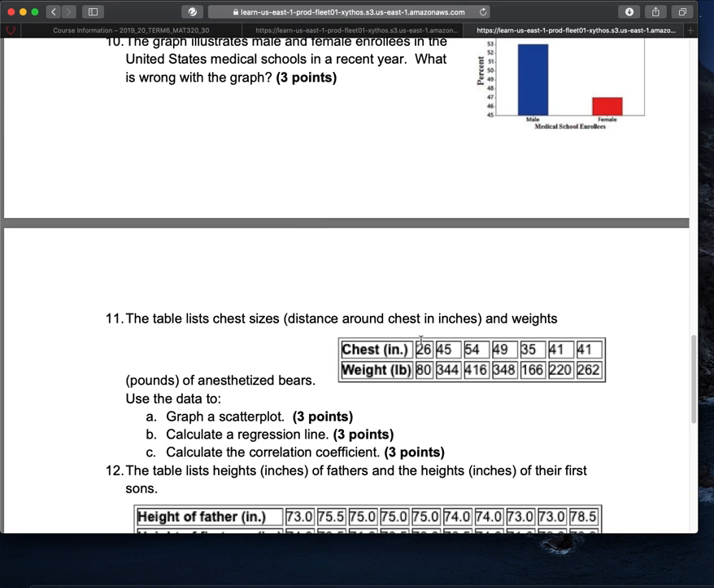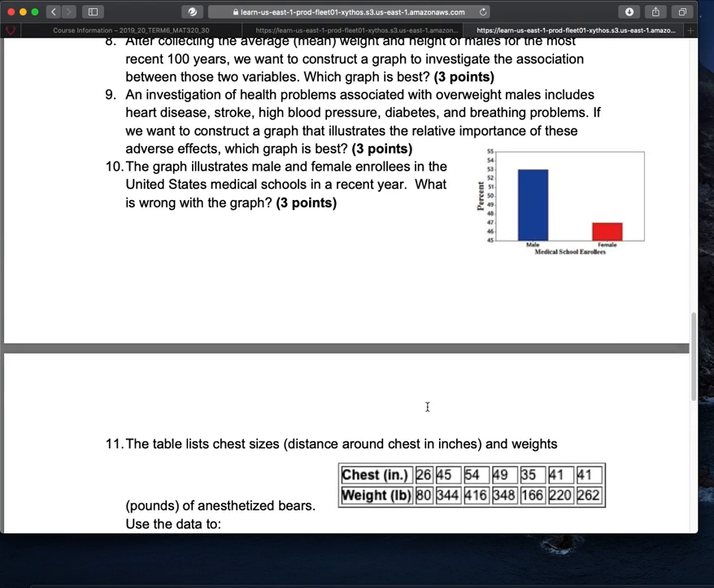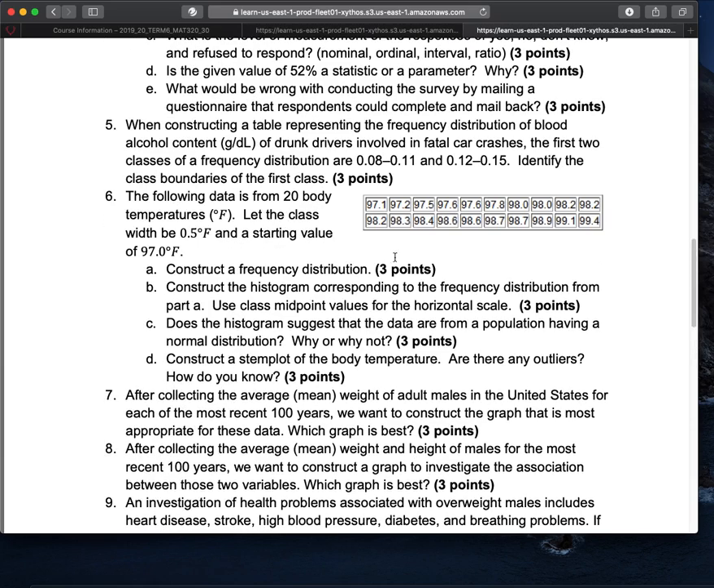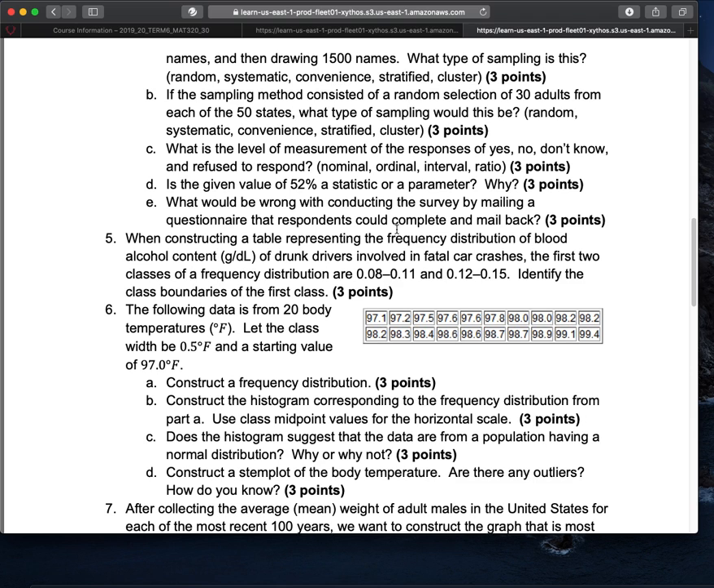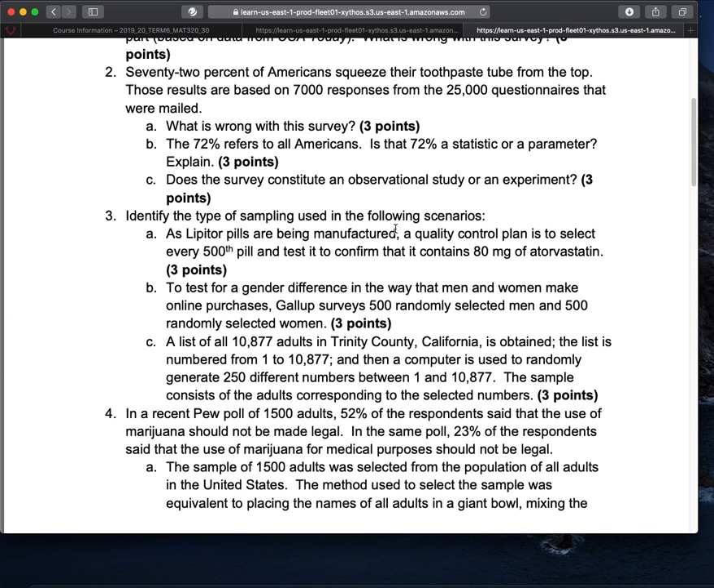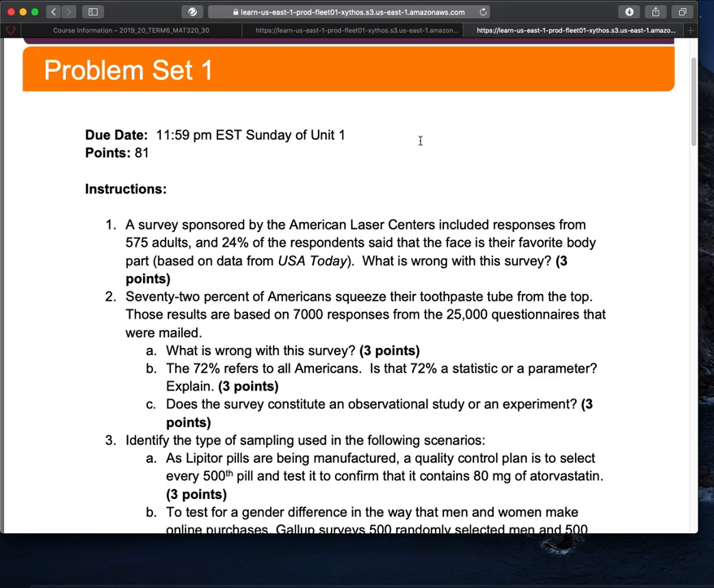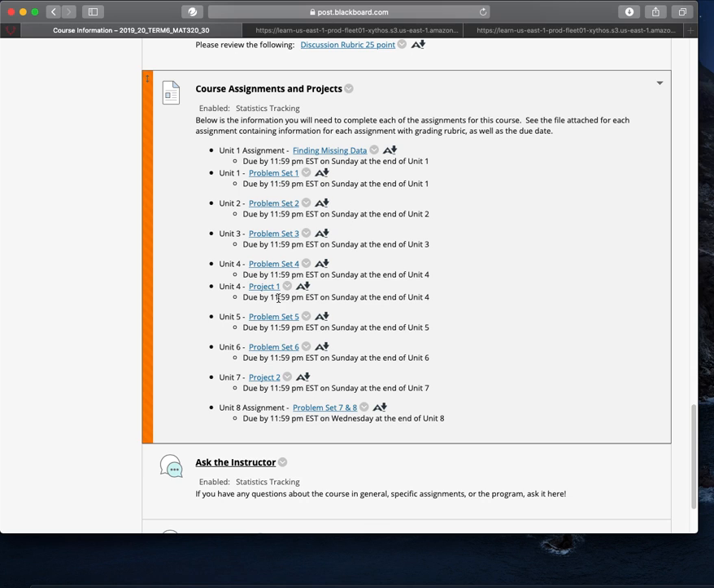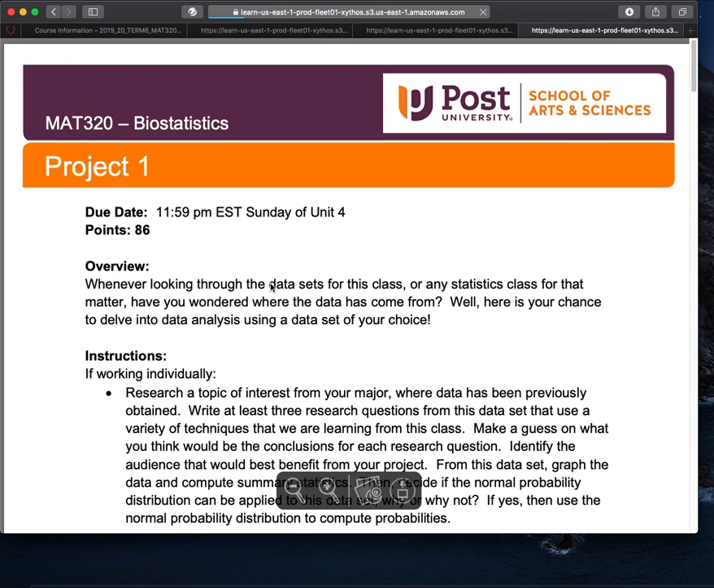And then some of them have actual data sets pre-typed, like some of these, or some of them refer to those data sets that I said you could download on my original announcement. So bear that in mind. But there's a whole variety of questions here, and then the point total, and then you'll be graded based on that type of thing. The project, let me very quickly just address that.